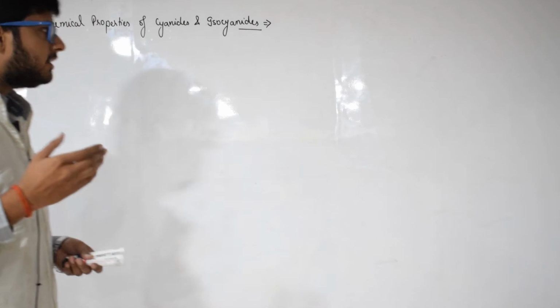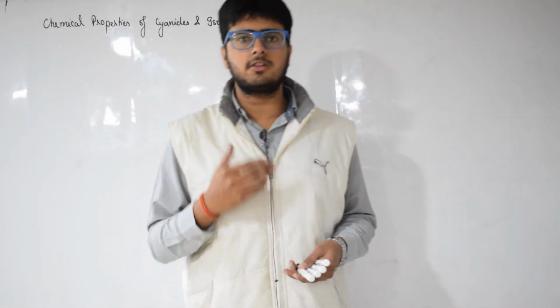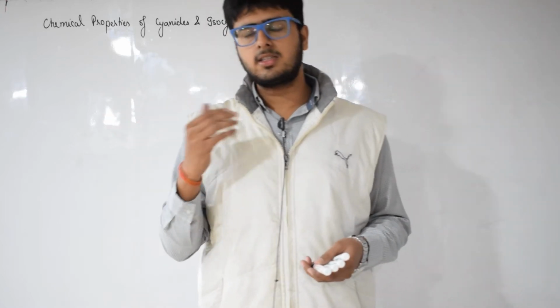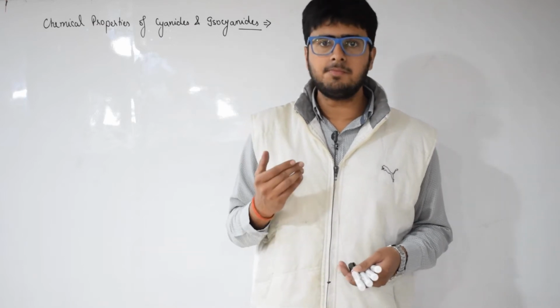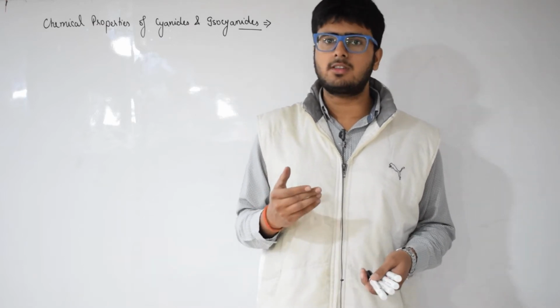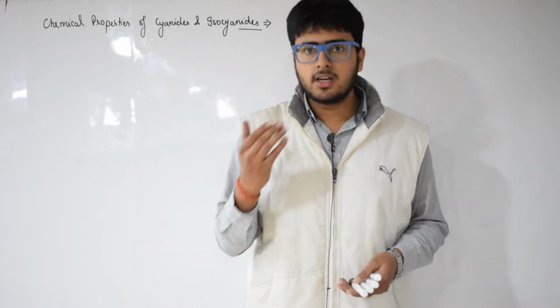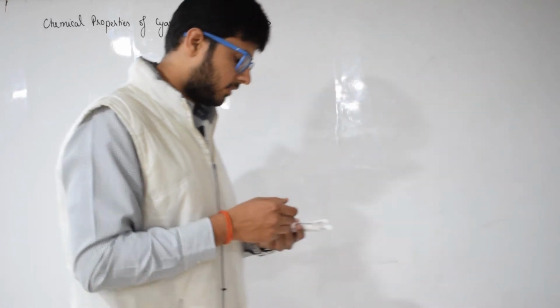So, when we are discussing chemical properties, we have to discuss 5 major chemical properties of cyanides and isocyanides. The first one is hydrolysis, the second one is reduction, the third one is reaction with Grignard reagent, the fourth one is addition reactions, and the fifth one is rearrangement reaction or isomerization. It can be said in any other way.